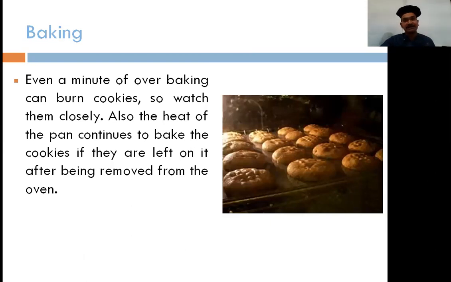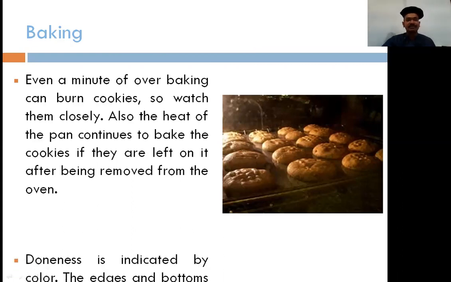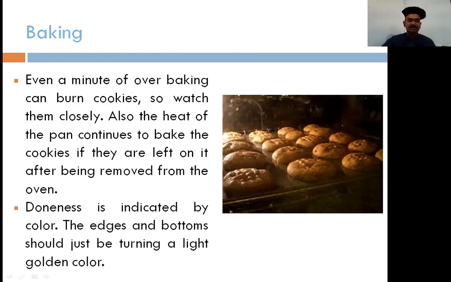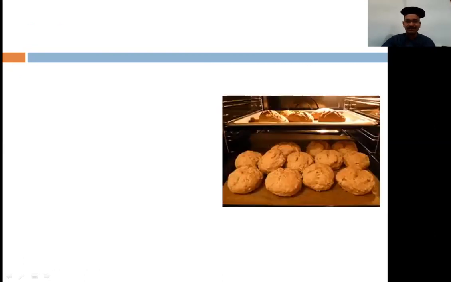Also, the heat of the pan continues to bake the cookie if they are left on it after being removed. This is called carryover baking. The pan is still warm, still hot, and the cookie is small, so that is how it keeps baking after it is removed from the oven. As the pan gets cooler, the cookie starts getting crispier. Doneness is indicated by color. The edges and the bottom should be just turning a light golden color, which is the appropriate color for any cookie.